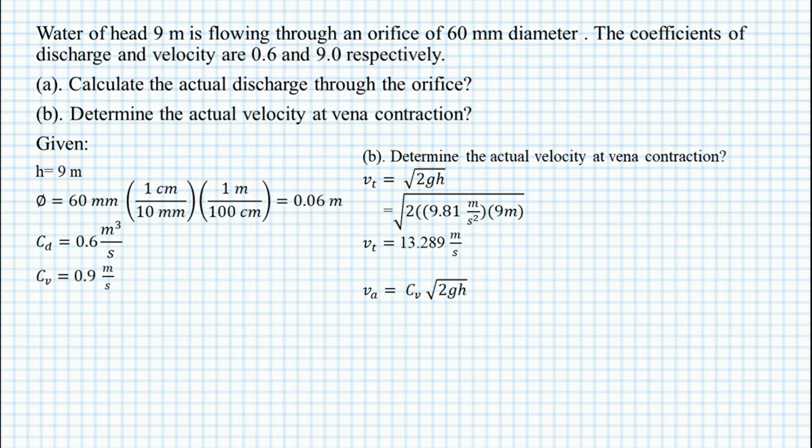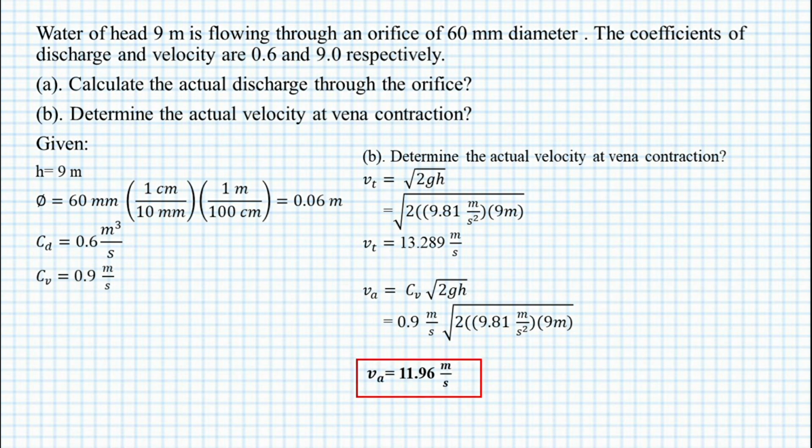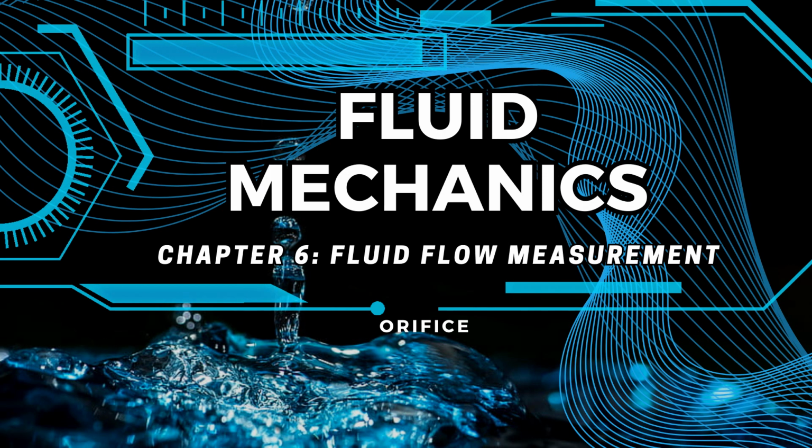Next, we are going to solve for the actual velocity. We use the equation actual velocity equals the coefficient of velocity multiplied by the square root of 2 times the acceleration due to gravity times the height. Plug in the values, we have actual velocity equals 0.9 times the square root of 2 times 9.81 meters per second squared multiplied by 9 meters, and cancel out the units, we have 11.96 meters per second as our actual velocity. So that's all for today.